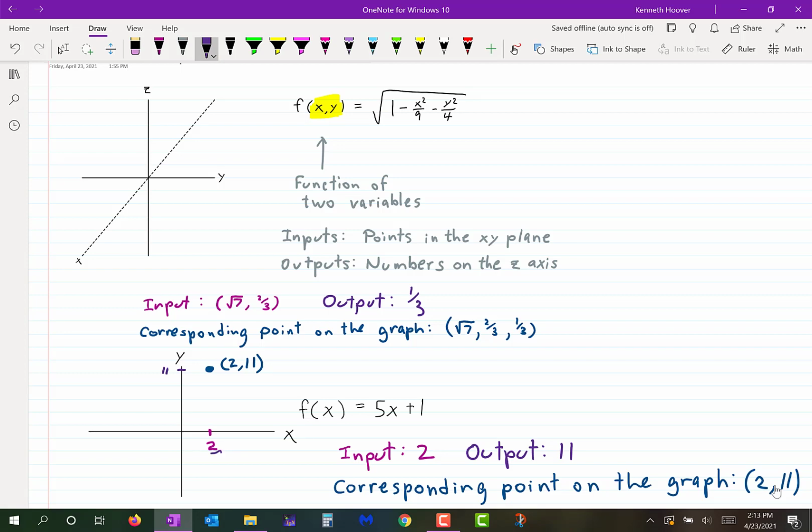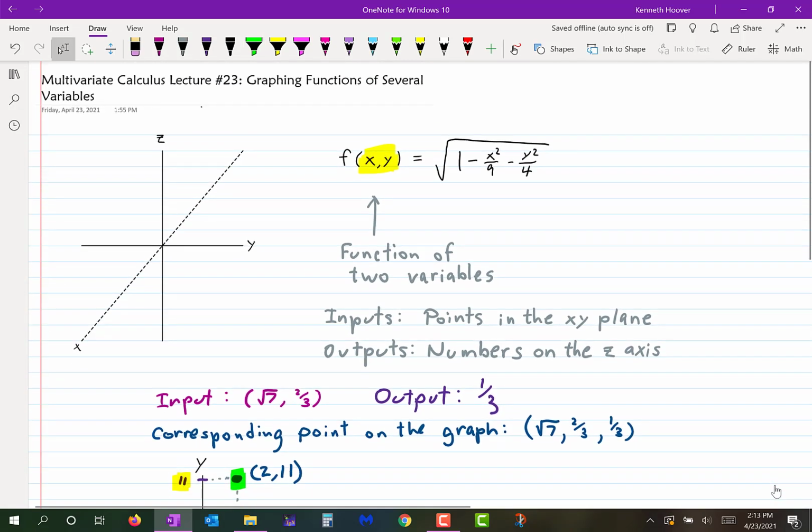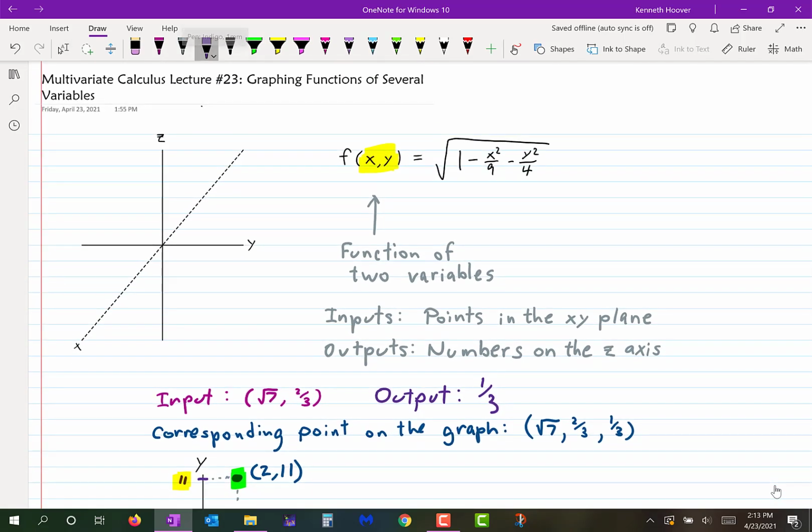You see, you have input, whoops, input on the y-axis, output on the z-axis. You go to where those things meet, and it gives you the corresponding point on the graph. Okay? So now, in this multivariate setting, it's a very, very similar idea. You have input. In this example, we could have plugged in lots of different points, but I plugged in the point √7, 2/3.